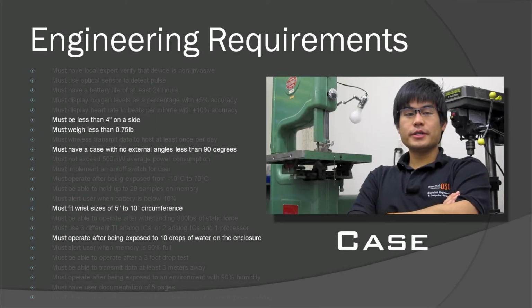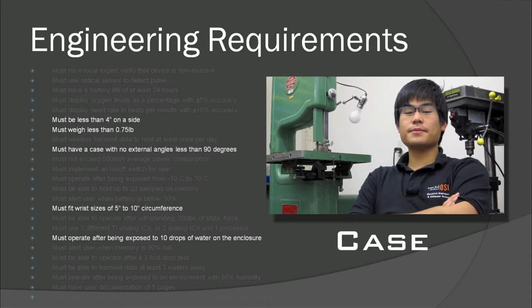As for enclosure, the following are important engineering requirements relevant. Must be less than 4 inches on the side. Must weigh less than 0.75 pounds. Must have a case with no external angles less than 90 degrees. Must fit wrist sizes 5 inches to 10 inches circumference. Must operate after being exposed to 10 drops of water on the enclosure.